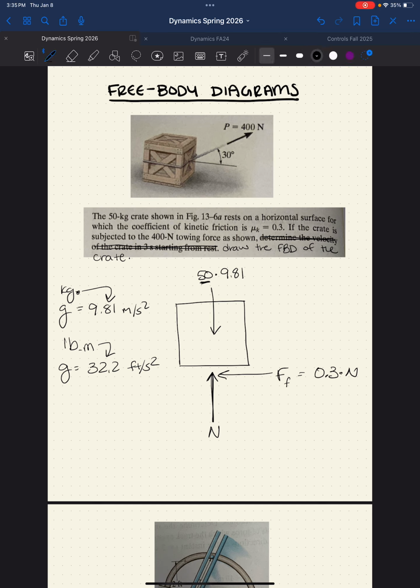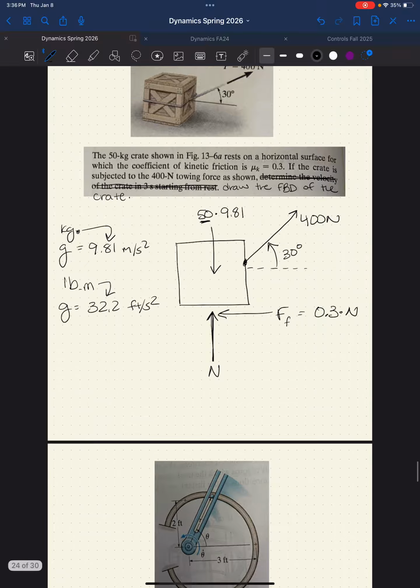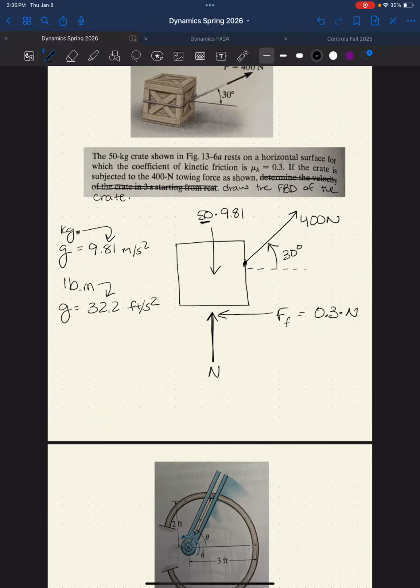All right, so we have weight, we have normal, we have friction. Now we need to add back in that 400 newtons pulling force, and it goes this way, 400 newtons, and we absolutely need to have the angle that it is working at denoted on our free body diagram so that we have any chance of getting our trig correct. All right. So that is a very, very common free body diagram: a box sitting on the ground with weight and maybe some external force.